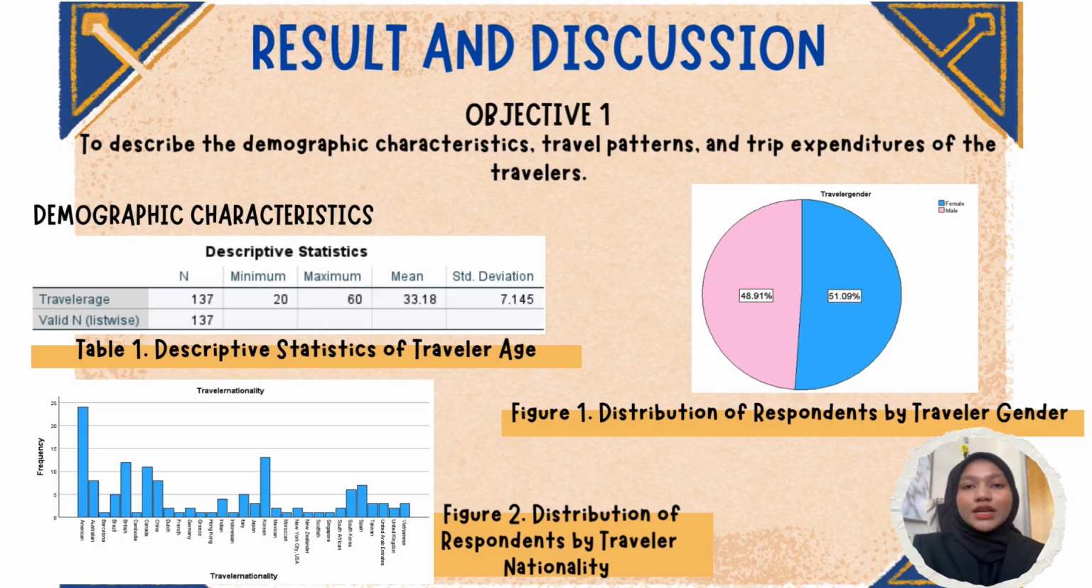We move to traveler nationality. Figure 2 illustrates the distribution of respondents by traveler nationality. A total of 29 different nationalities were involved in this study. American travelers recorded the highest number of respondents with 24 participants representing 17.5% of the sample. This was followed by Korean, British and Canadian travelers. Overall, the findings show the respondents came from a diverse range of countries, with American travelers forming the largest group.